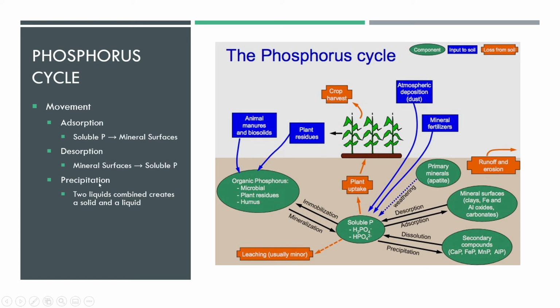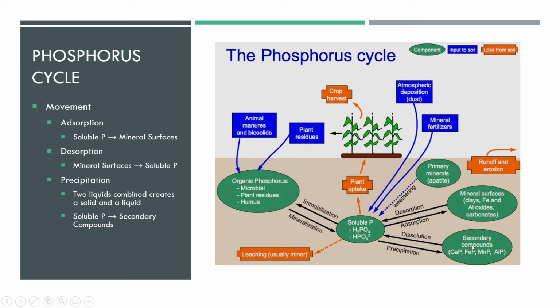Okay, so precipitation, in this case, is going to be when two liquids combine to create a solid and a liquid within a chemical reaction. So when we put two liquids together, one way that we can have them react is in a precipitation reaction where liquids come together and a solid is produced and a liquid is produced. In this case, the chemical reaction is going to create a solid of these compounds. So you're going to get soluble P mixing with other things to create these compounds.